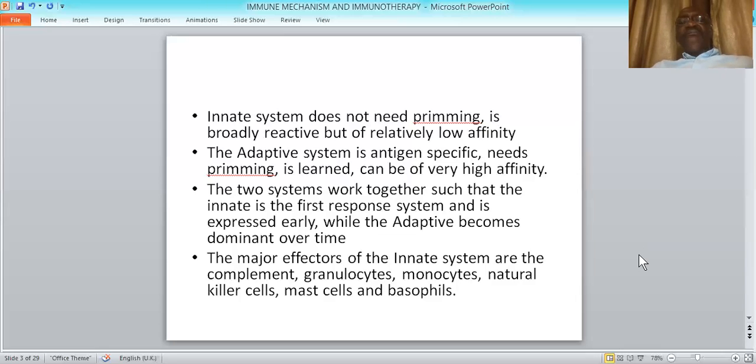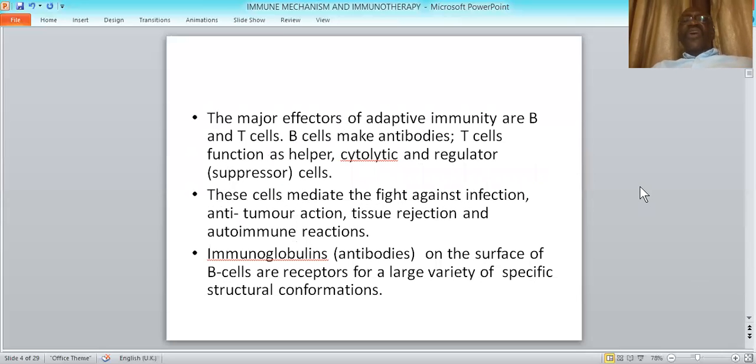The major effectors of the innate immune system, that is the components of the innate immune system that affect the fight against an invading microbe, for example, include the complement, the granulocytes, the monocytes, the natural killer cells, mast cells, and basophils. The major effectors of the adaptive immune system are the B and the T cells. The B cells make the antibodies. These antibodies function to destroy the invading microorganism or invading foreign body.